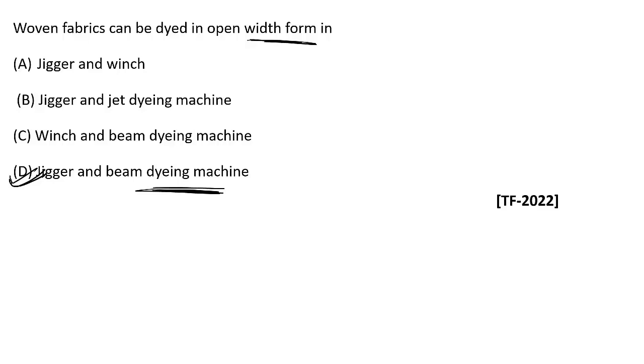What is the meaning of open width form? In this type the fabric is held openly without the use of any closed kind of machine, and the fabric runs speedily in the process. And in closed kind of dyeing, it is surrounded by a closed machine where the temperature can be controlled, whereas in open width form no temperature control can be done. So this is a basic difference, and jigger and beam dyeing machines can be used in open width form. Now coming to the next question.